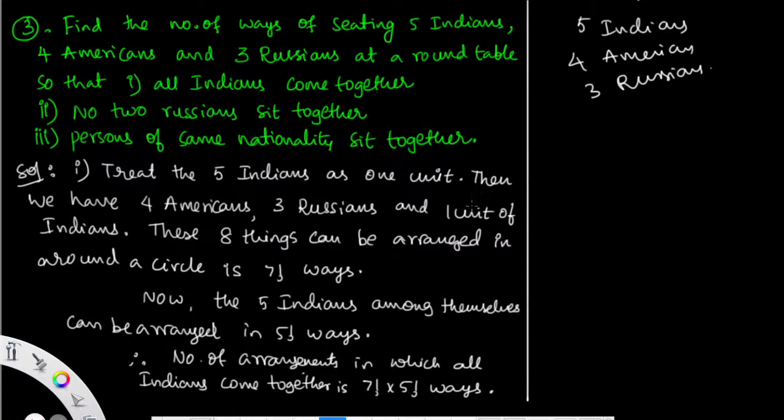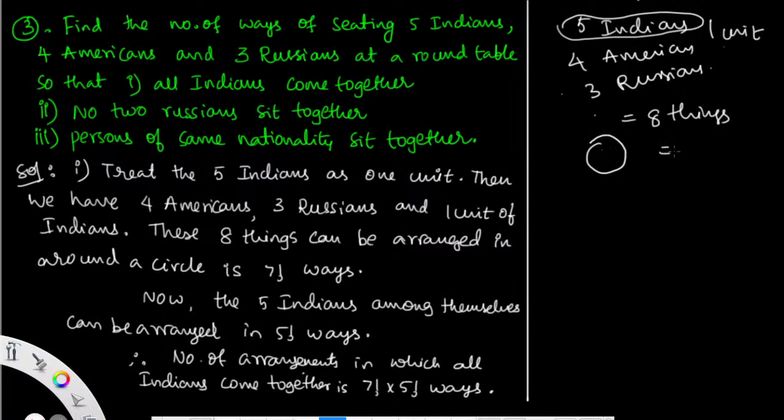All Indians come together means always take a bundle, that is, make a unit. So treat the 5 Indians as 1 unit. So totally how many? 4 plus 3 is 7, plus 1 is 8. So 8 things can be arranged in a circle. Circular means n minus 1 factorial, so this can be done in 7 factorial ways.